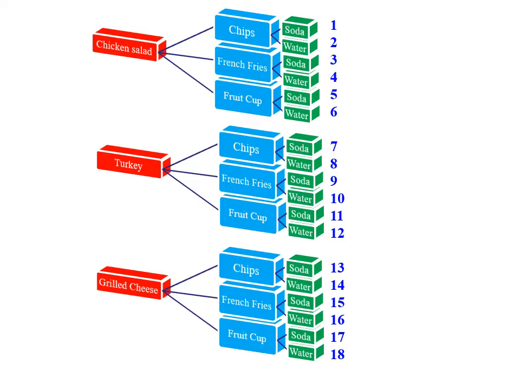Therefore, we have 18 choices. That's 18 total combinations. We can avoid the tree diagram by multiplying 3 times 3 times 2, and that's 18 combinations.